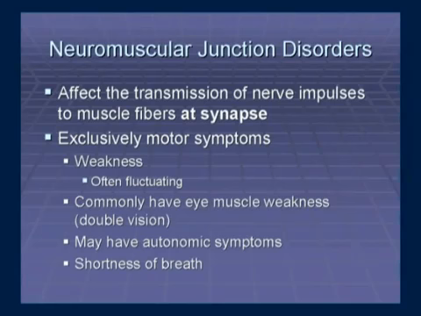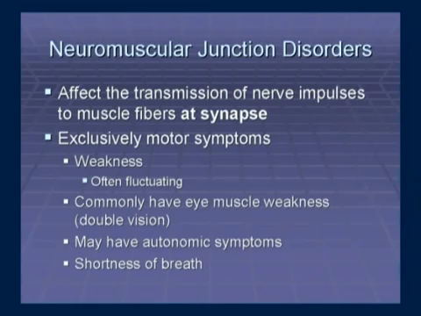Neuromuscular junction disorders affect the synapse. That's the electrochemical interface between a nerve and a muscle in particular. You're somehow screwing up that synapse and the neurotransmitters getting from where they need to go to where they need to go. Again, this is exclusively motor in nature.